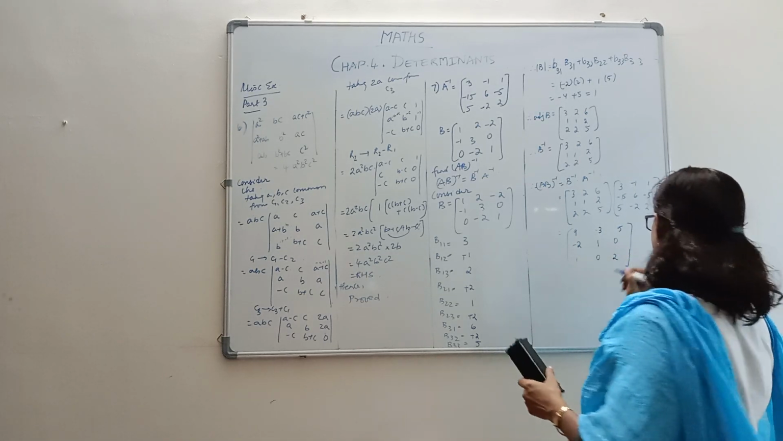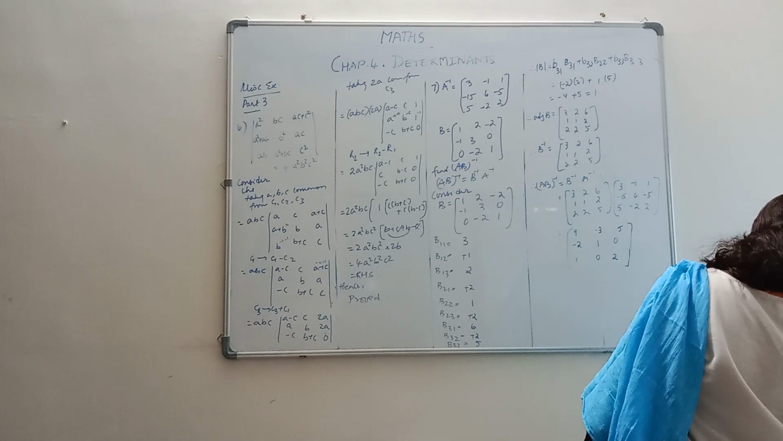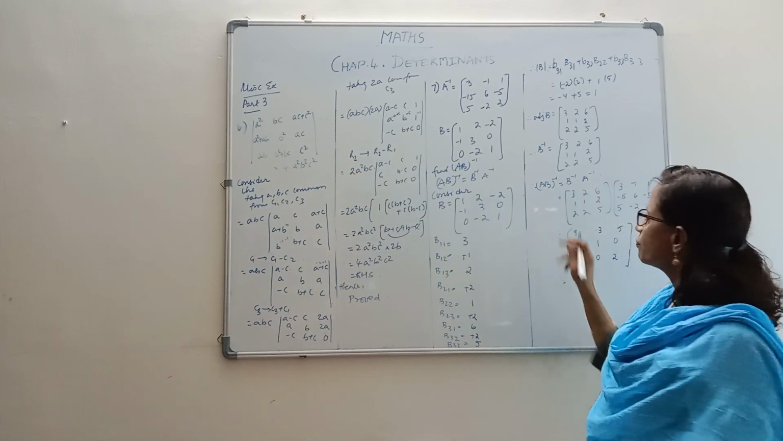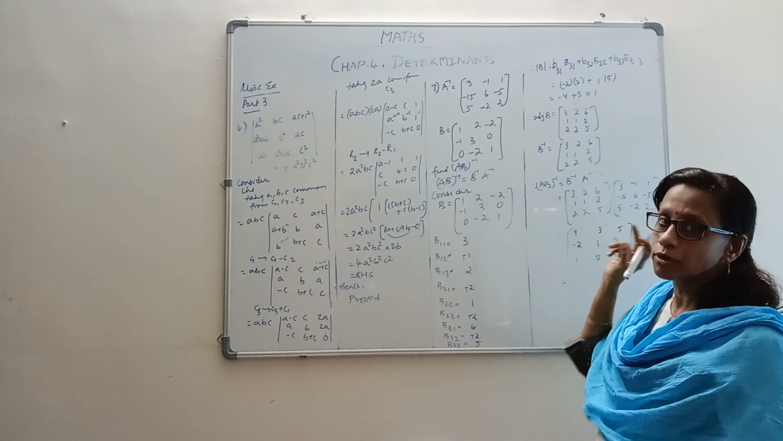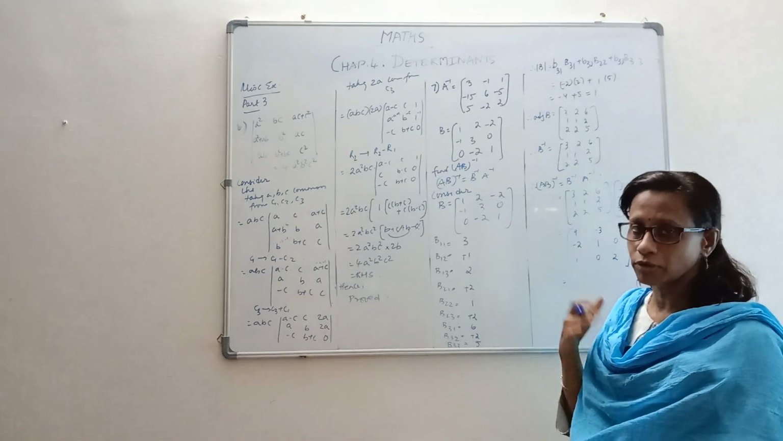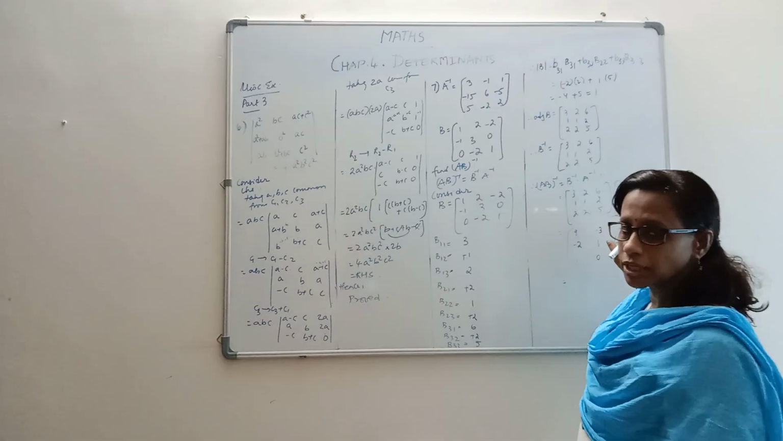This is the final answer that we get. We just cross check. 9, minus 3, 5; minus 2, 1, 0; 1, 0, 2. Yes, that is the answer for AB inverse. Question asks us to find AB inverse. For that we have found out B inverse, because we were not given it, we were given only B. B inverse into A inverse is the formula for AB inverse. That's how you get the final value.